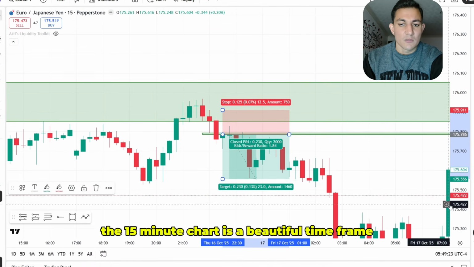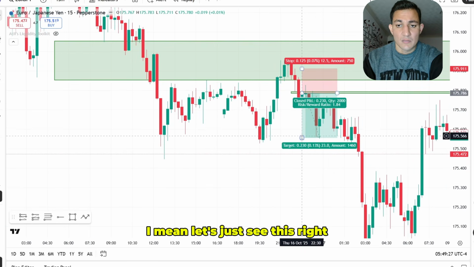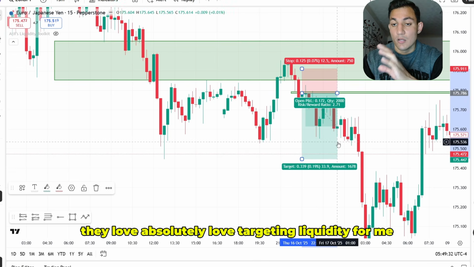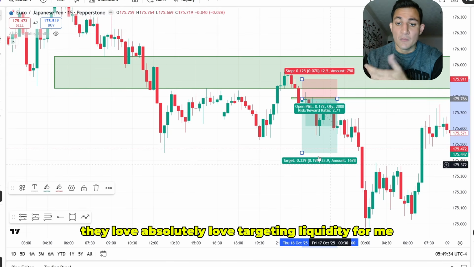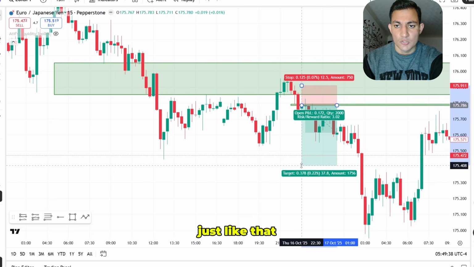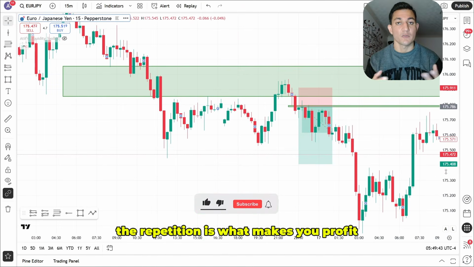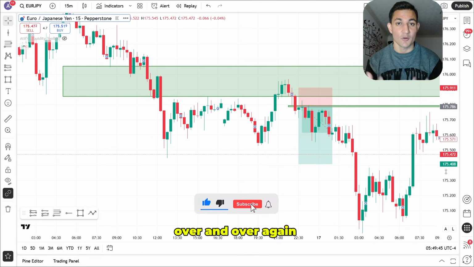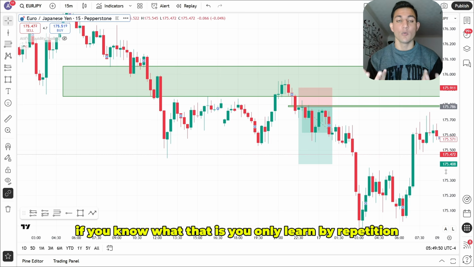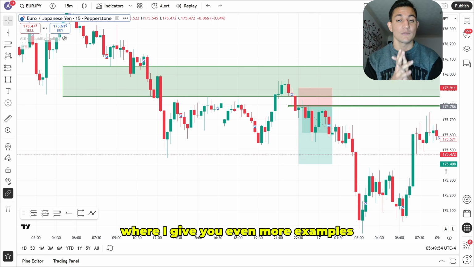The 15-minute chart is a beautiful time frame. You can get so many easy liquidity targets. Let's just see this. Easy peasy liquidity targets. Lots of my private students absolutely love targeting liquidity. For me, you know me, easy 3 risk to reward ratio, just like that. If you do this over and over and over again, the repetition is what makes you profitable. There's a reason why I keep giving you the same strategies over and over again. It's the repetition that gets into your subconscious mind. You only learn by repetition. So practice, practice, practice. Make sure you go watch this playlist on screen now where I give you even more examples.